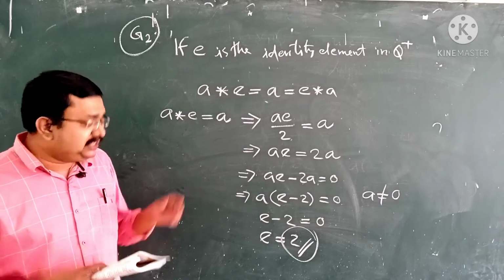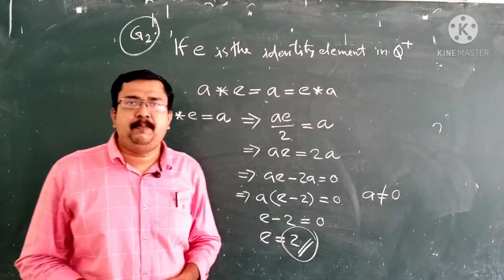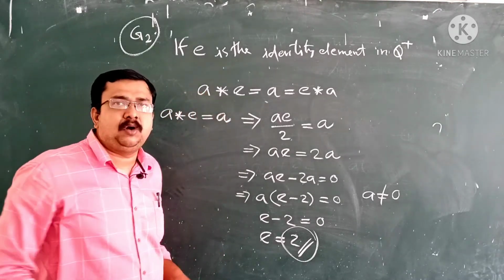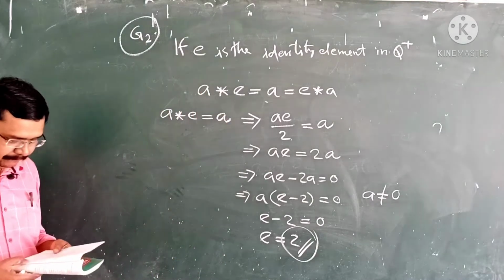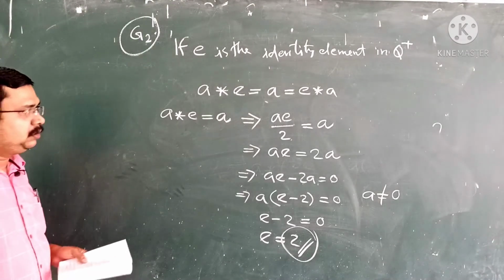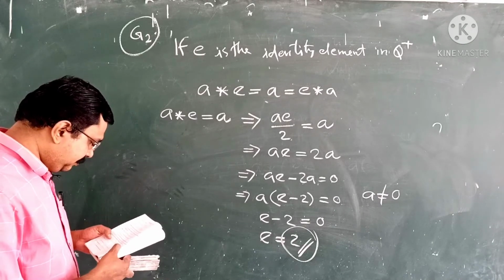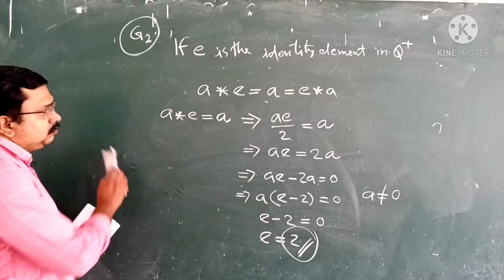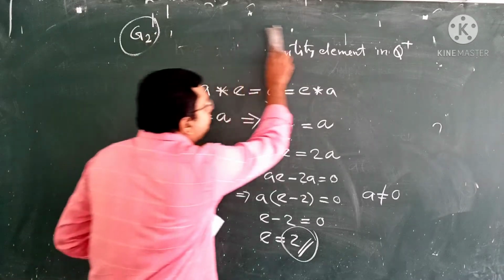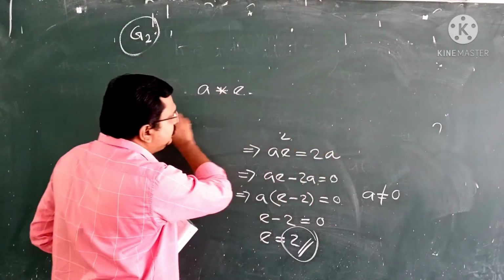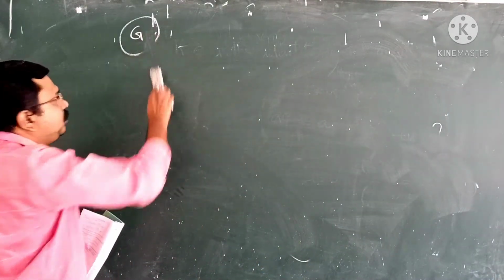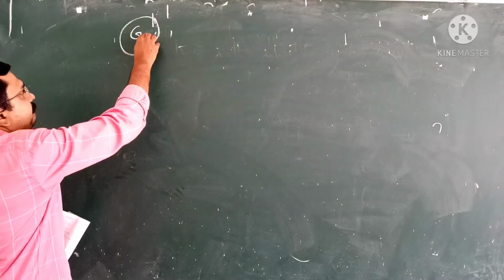That is our G2. Now we can prove G3, the third axiom. Please write down on your notebook. Now we can prove G3, third axiom. Here we get 2 is the identity. Okay. G2. Next one is G3.